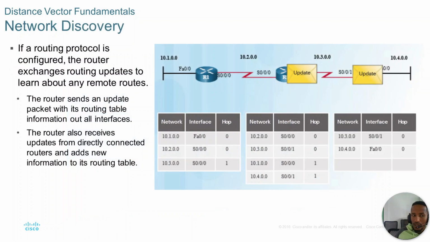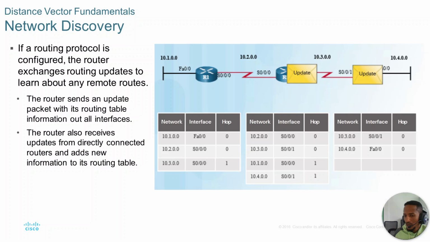So now you can see here, what do you see here? Router 1 is sending some information. Here the routers are exchanging updates to know about the remote routes. Anyway, you can see that update messages are being sent by the routers.